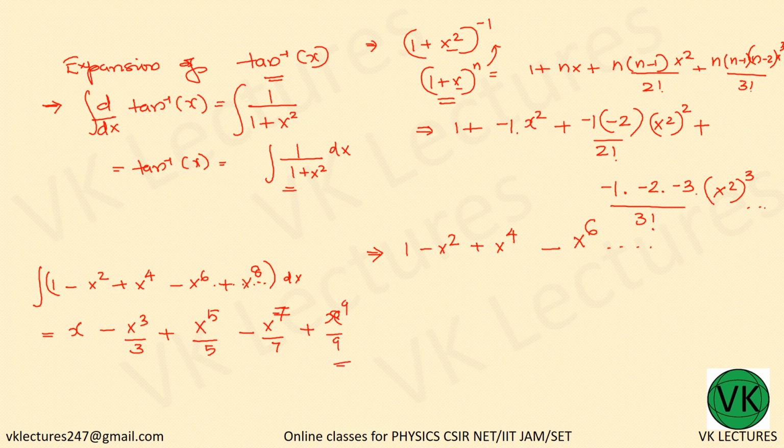Now we have got this formula. This is nothing but what? Tan inverse x. Tan inverse x is nothing but x minus x cube by 3 plus x to the power 5 by 5, etc.